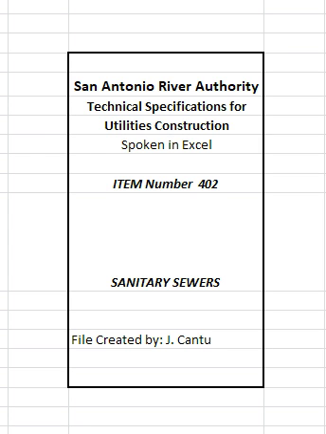Item number 402. Sanitary sewers 402. 1 Description. This item shall govern the furnishing, installation and jointing of sanitary sewer pipe of the size and type specified by the project plans and specifications.